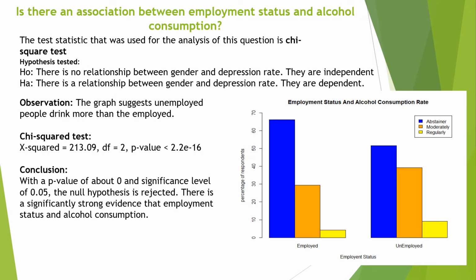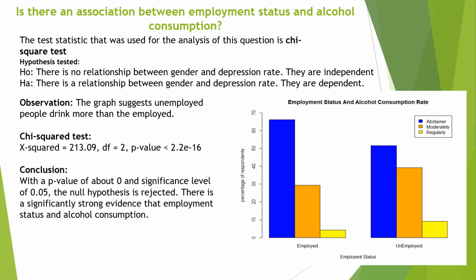The next association we are going to look at is the association between employment status and alcohol consumption. Which people drink alcohol most? We have our chi-squared test once again because these two variables are categorical, and we have the employed and unemployed. Once again, we can see that the employed people have a higher percentage, about 65%, being abstinent, and about 10% of unemployed people being those who drink regularly, which is about twice the proportion of those who are employed.